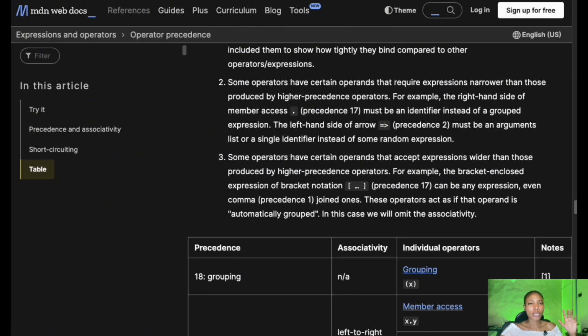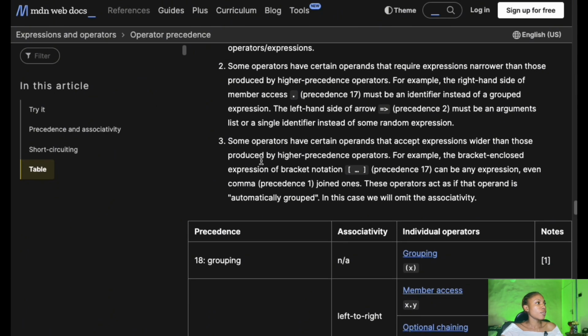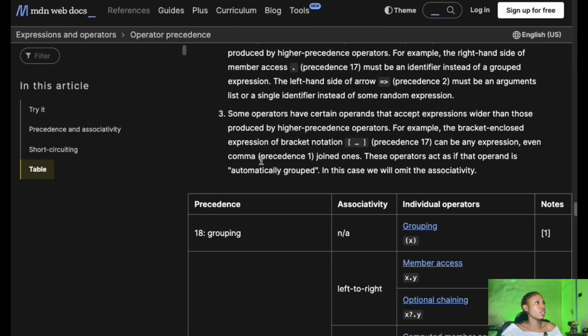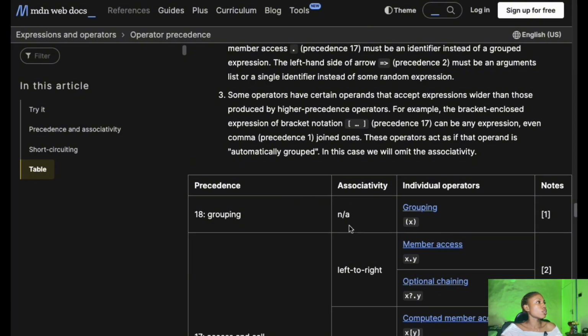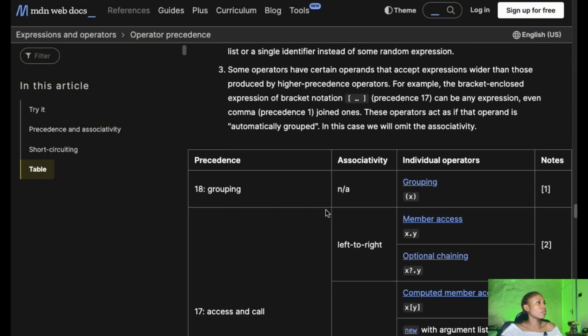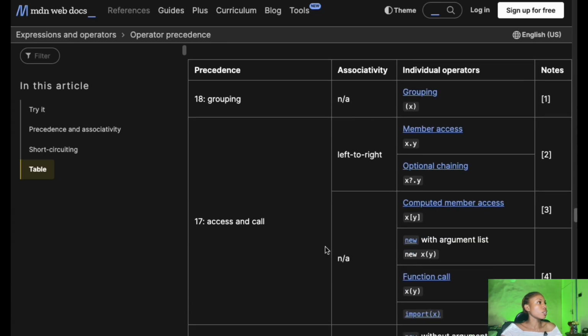Now, moving on to associativity. If you go back to our table on the MDN web docs, you would see that there is a column dedicated to this term, associativity. It basically explains how each operator goes about its operation.